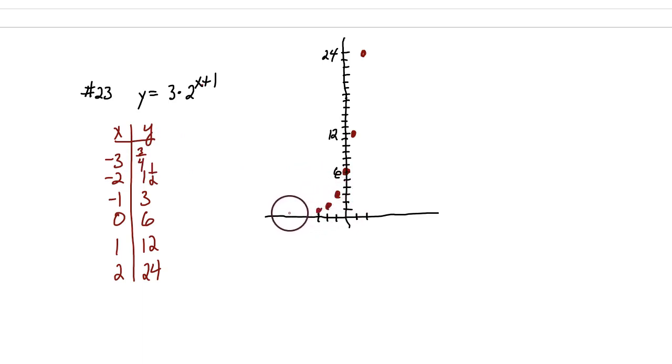We can see that this is going to level out along the x-axis. The effect of the times 3 at the beginning is to make the vertical increase happen much more rapidly than our other examples.